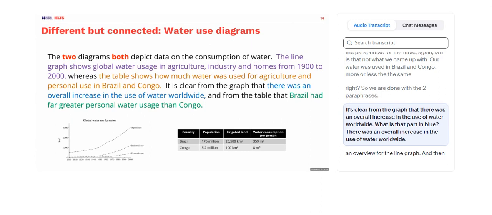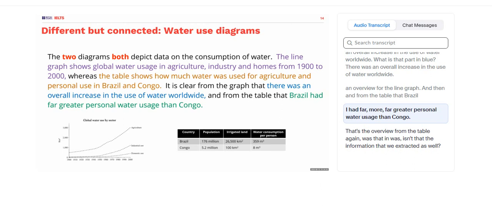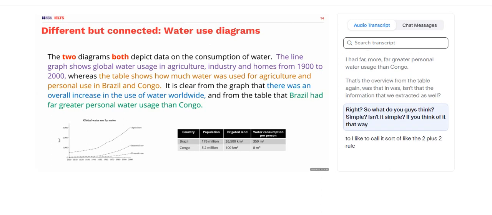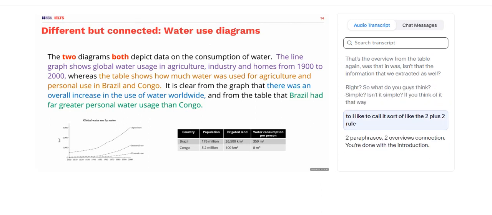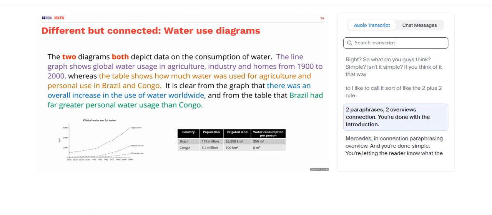It's clear from the graph that there was an overall increase in the use of water worldwide. What is that part in blue? An overview for the line graph. And from the table, that Brazil had far greater personal water usage than Congo. That's the overview from the table. Again, isn't that the information that we extracted as well? So what do you guys think? Isn't it simple if you think of it that way? I like to call it the 2 + 2 rule. Two paraphrases, two overviews, connection, you're done with the introduction.